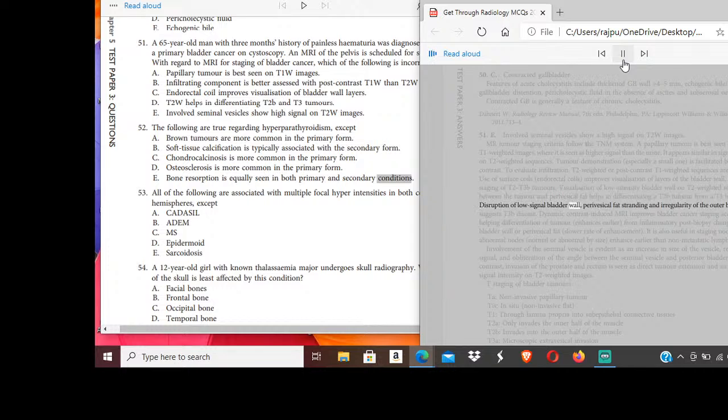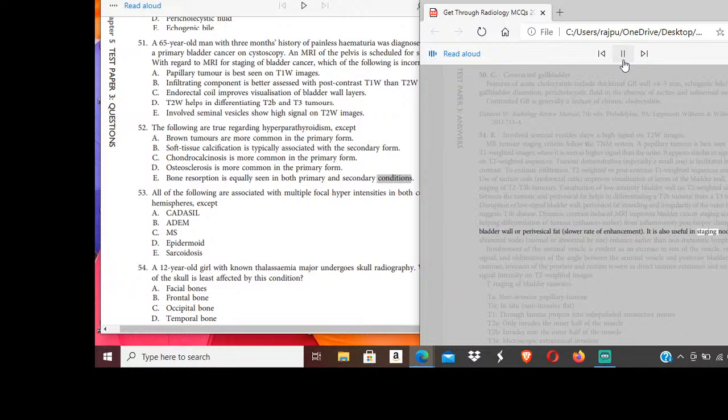Disruption of low-signal bladder wall, perivesical fat stranding, and irregularity of the outer bladder wall suggests T3b disease. Dynamic contrast-enhanced MRI improves bladder cancer staging accuracy by helping differentiation of tumor, which enhances earlier, from inflammatory post-biopsy changes in the bladder wall or perivesical fat, which have a slower rate of enhancement.